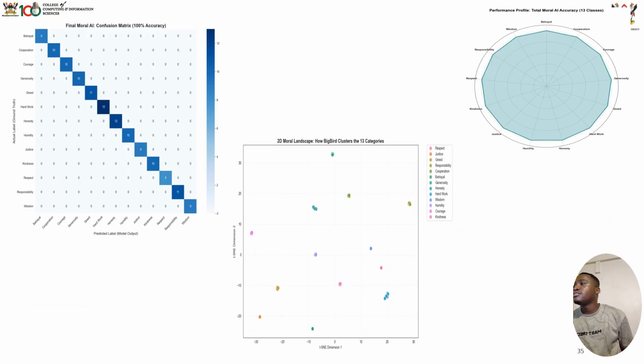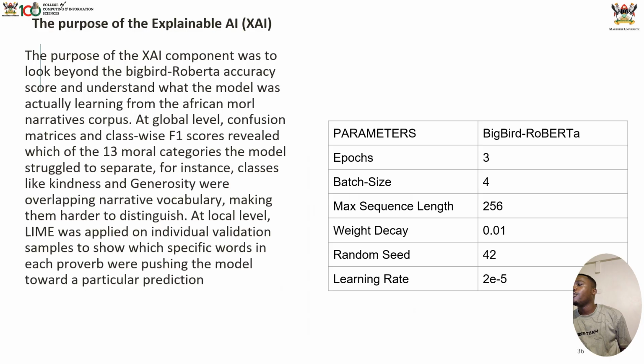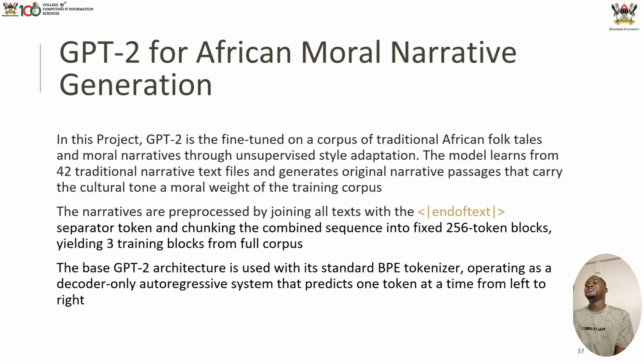And this is our confusion matrix of the model. We also have the GPT-2 model, which is used to train on the unsupervised data that we had. It was trained on a lot of stories.